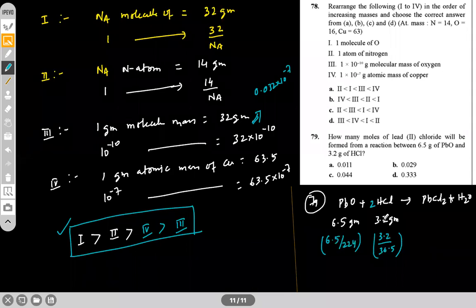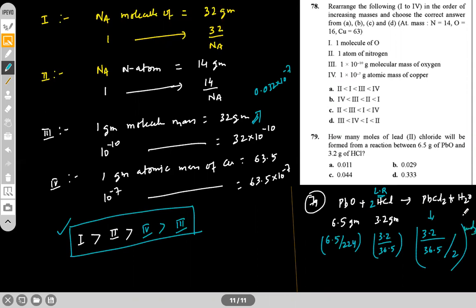Obviously, the limiting reagent is HCl, and hence we can say 2 moles gives 1. So these many moles gives half of this. So we have 3.2 divided by 36.5 divided by 2, the number of moles of PbCl2 we get.